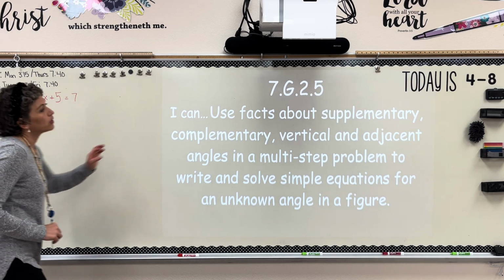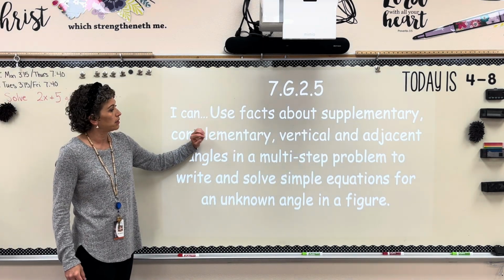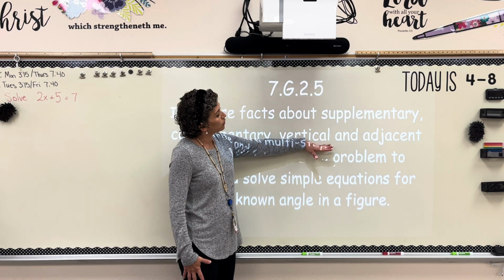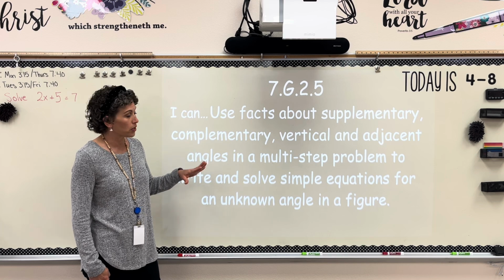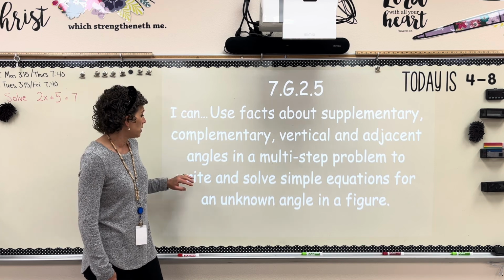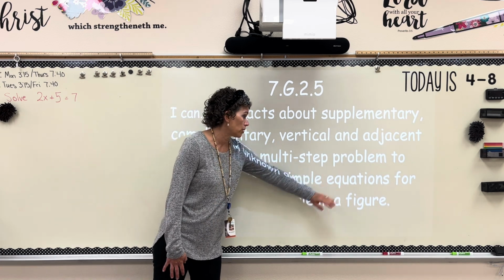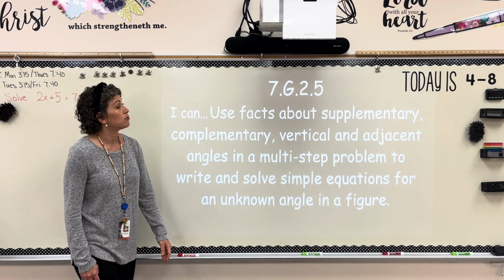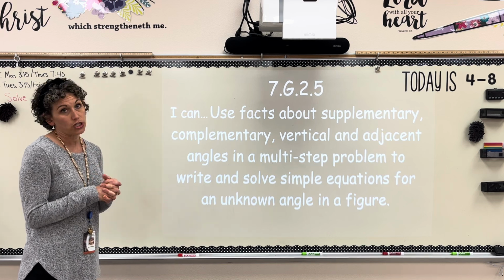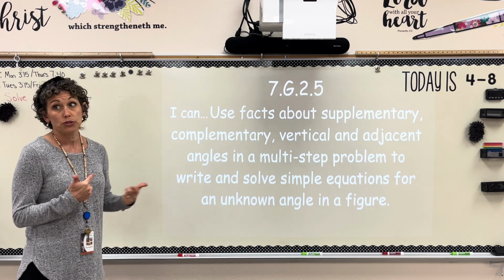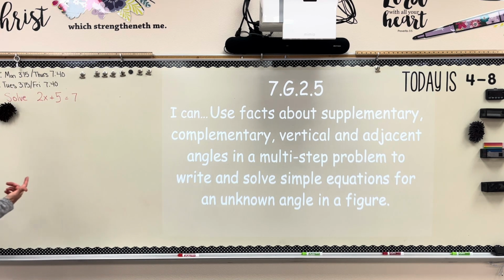So we are looking at supplementary and complementary. This is going to be tomorrow's lesson. Today we're looking at vertical and adjacent angles. Okay, so that's what we're going to cover today. But these are going to cause us to need to write and solve equations to find the unknown. So we're going to review our solving equation steps. That is why I chose to do this topic first. We'll go back to the probability one after that.